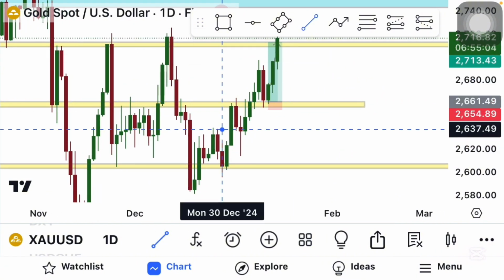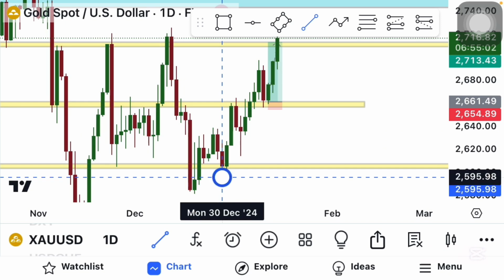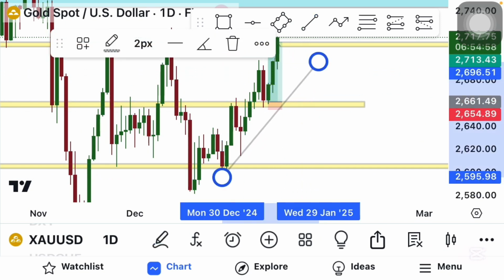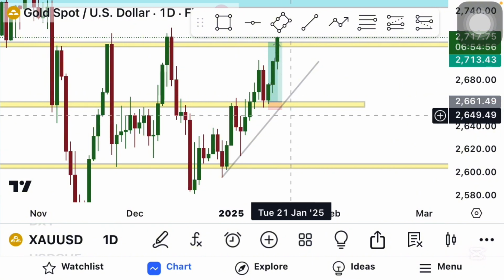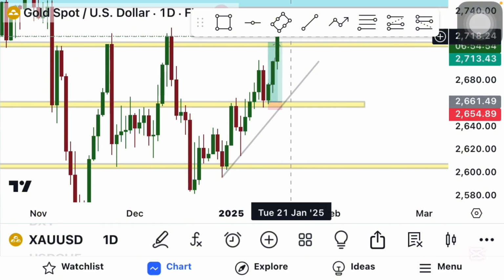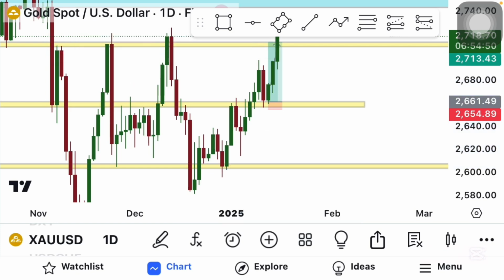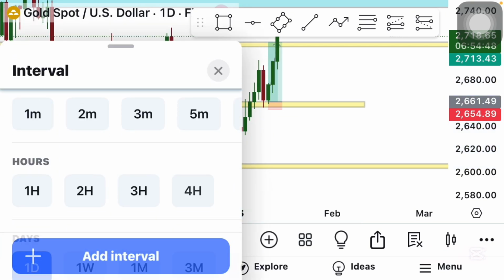Another confluence again is this. If I draw this perfectly, you can see it still fits around the top touch of the trend line, and this is another confluence for us to buy. So what I did to execute was go to the 4-hour time frame.